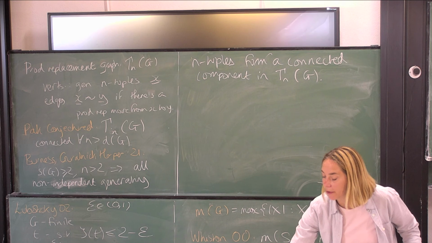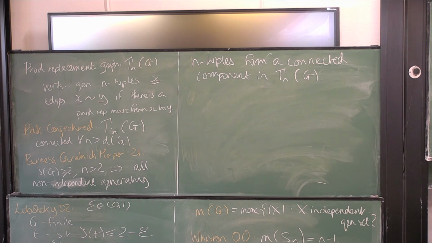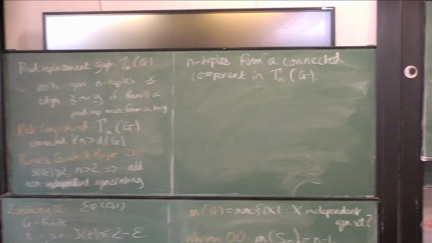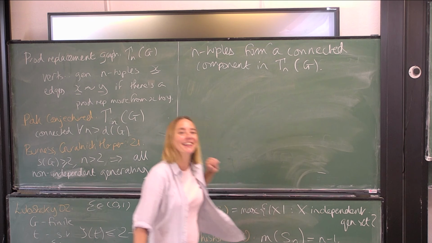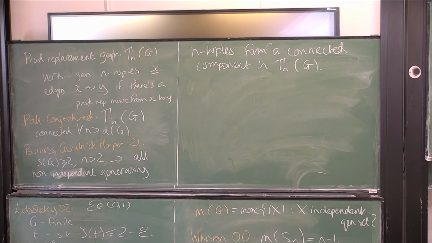You're not going to be able to go from an independent n tuple to a non-independent one, but you can get from all of the non-independent ones to all of the other ones. So for example, if G is a finite simple group and you're taking at least 3 entries, then you can get from any, not one of these size ones, to any other, not one of those ones inside that connected component.